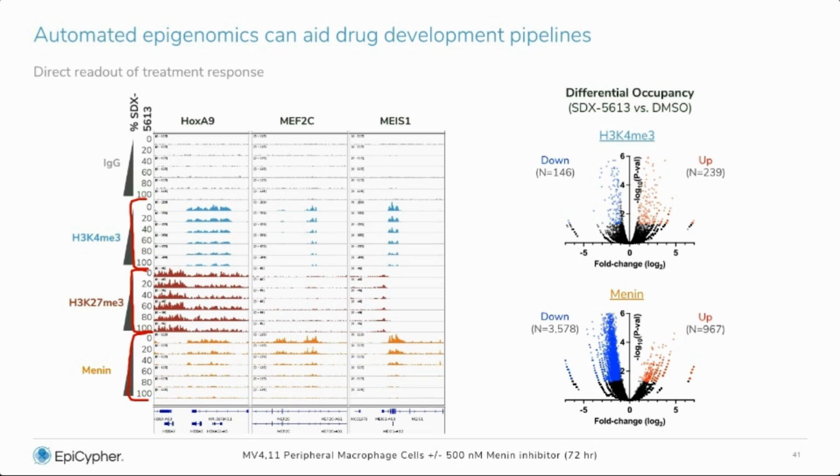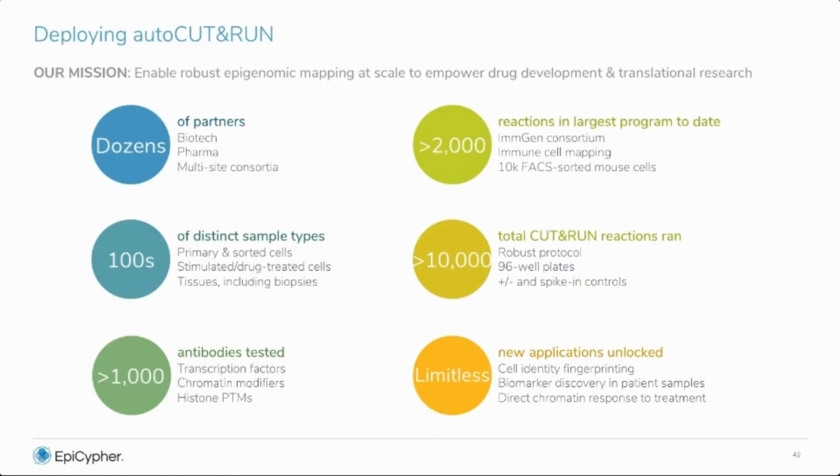And you can use large-scale differential occupancy analyses to identify genes that are up and down regulated in response to treatment. So overall, this shows that cut-and-run can detect quantitative changes in drug-induced enrichments. All right, so then just to wrap us up here and take a step back.